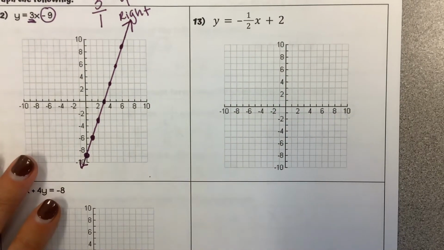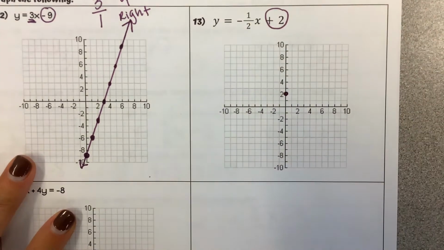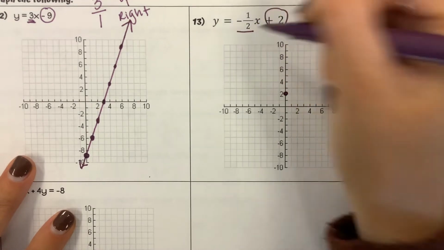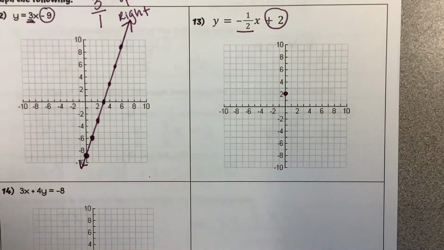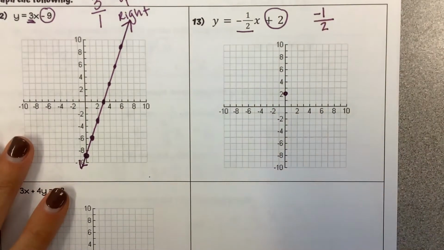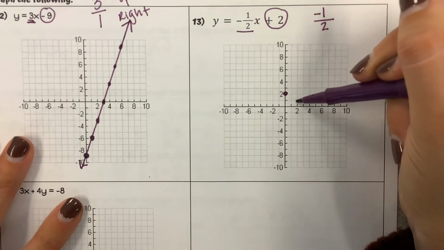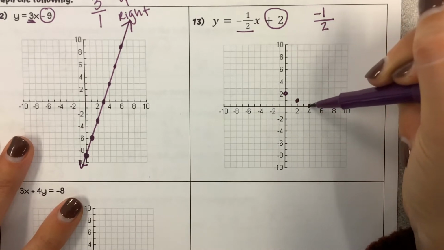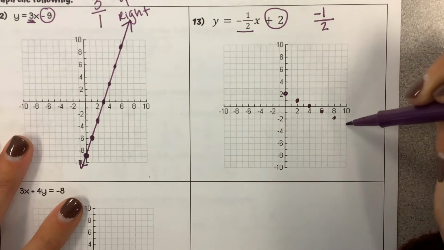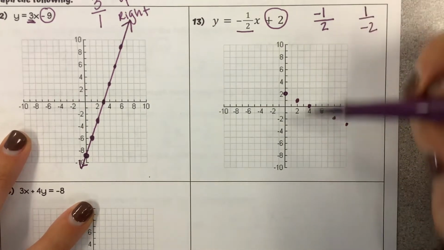Okay, number 13, plus 2 is our intercept, so we need to plot right at 2. And our slope is negative 1 over 2, negative 1 half. So I'm going to apply the negative to the 1 over 2 as I'm graphing. So that means I'm going down 1 to the right 2. Down 1 to the right 2. Down 1 over 2. Then I can do the reverse, right? Which would be positive 1, negative 2 as I'm going backwards.